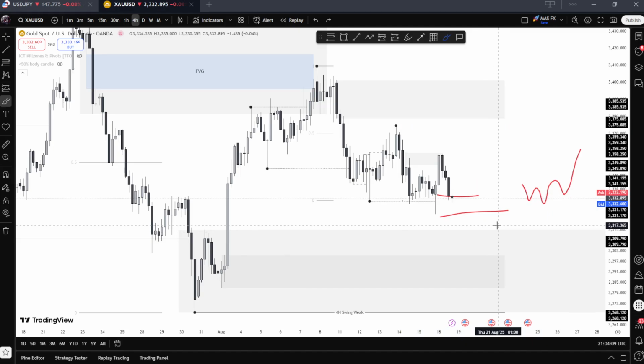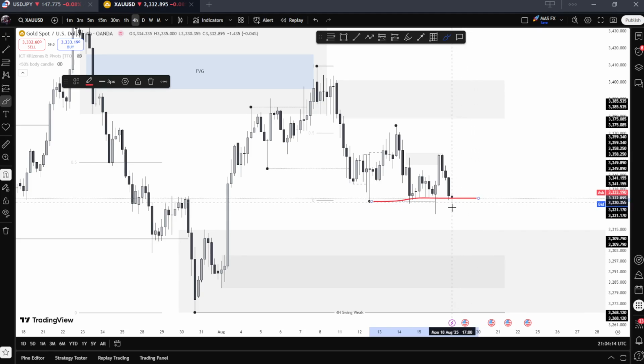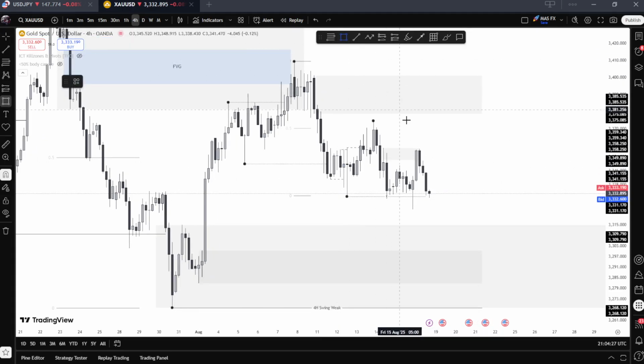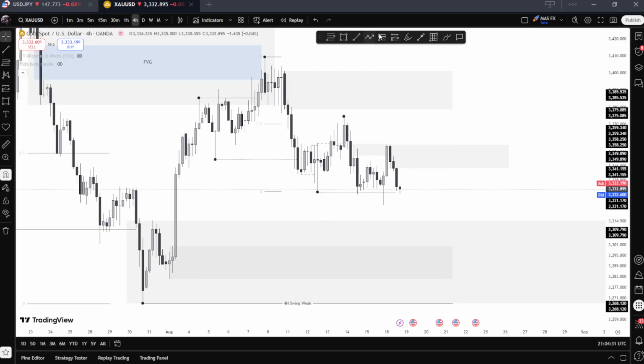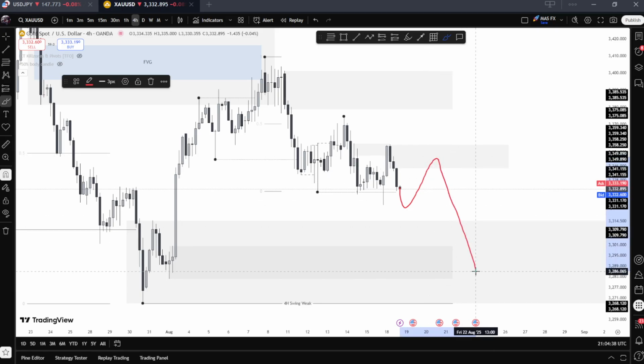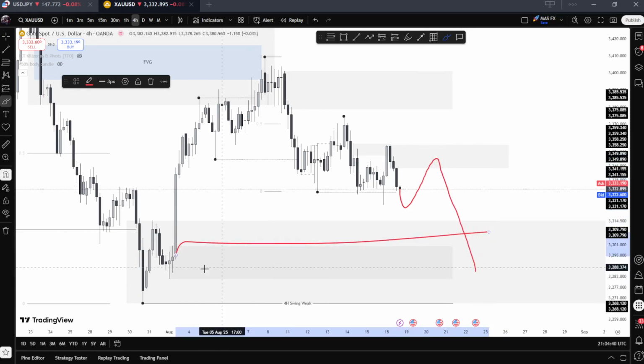But if we do get a closure below this level, sorry guys, so this level here, if this candle closes below this level, or not even this candle, the next few candles that come are able to close below this level, then I'll be looking to take a supply zone, sorry, from here. After market closes here, get a reaction from this point, trade down lower into this demand zone.